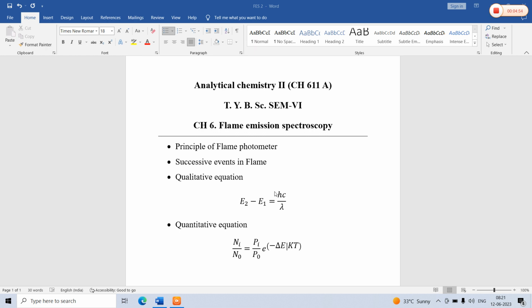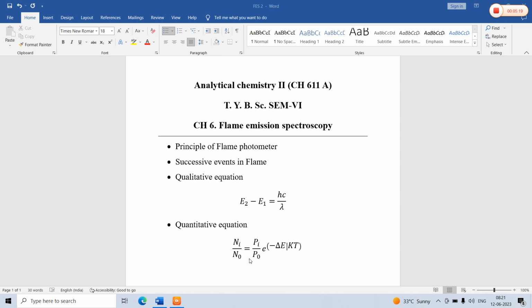The product hc is constant, where h is the Planck's constant and c is the velocity of light. The product of these two values is constant, and we know the value of E2 minus E1, that is the energy difference, and lambda can be calculated as lambda is equal to hc upon E2 minus E1, so that we get the qualitative analysis.